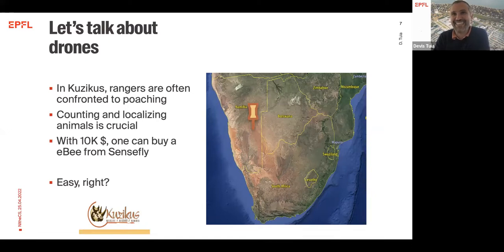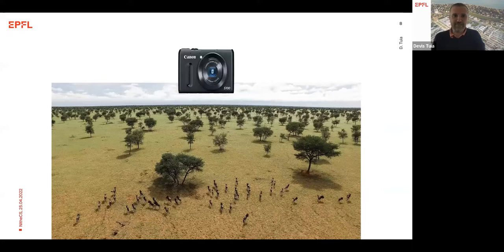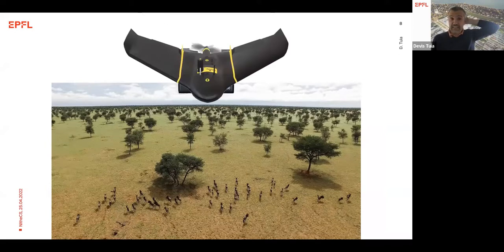You can imagine that. But at the end of the day, the idea looked a little bit like that. This is the Kuzikus Reserve in Namibia, and we thought, okay, let's buy a camera. It can be a very cheap consumer camera, because we want the system to be usable by anyone, and then mount it on a drone, one of these foam drones that are very easy to replace. You can tape them if they break, because they also crash, and that's okay. With this drone and camera, we can take pictures of the reserve and then count the animals.